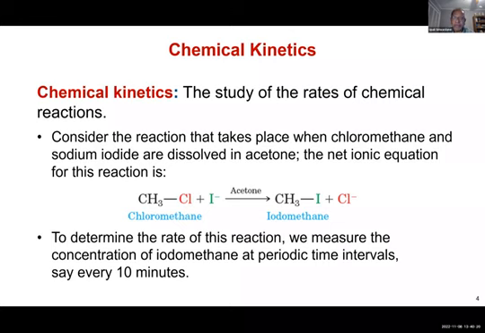To find out the rate of a reaction, we need to measure the concentration of iodomethane, that's the product, or the reactants. We can measure reaction rate using either reactants or products. You have to observe them at periodic time intervals, every 10 minutes or 10 seconds. So we observe the concentration and measure the reaction rate.